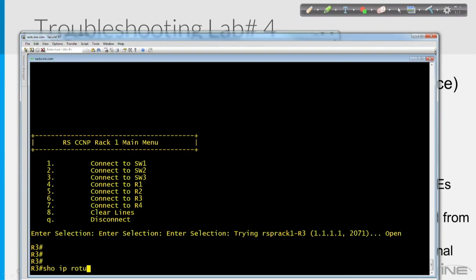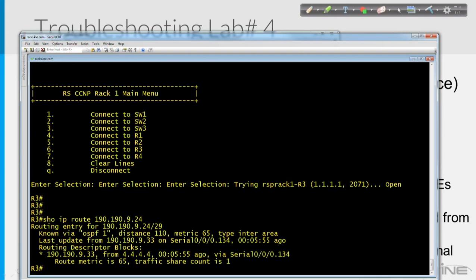Show IP route 190.190.9.24. That is subnet F. And he does have a route. Okay, so now that we have routes there and back, we know it's not an IP routing problem because we have IP route connectivity all the way to the destination and all the way back.